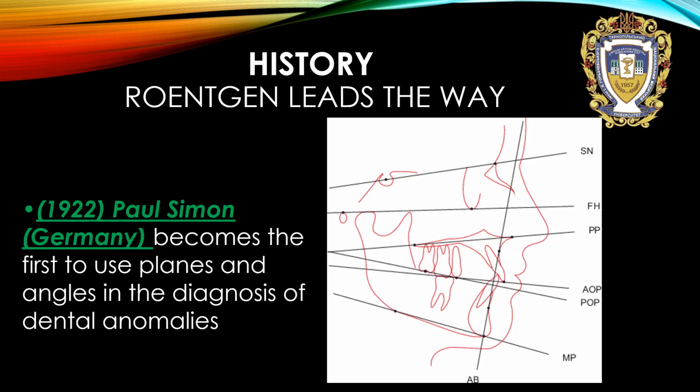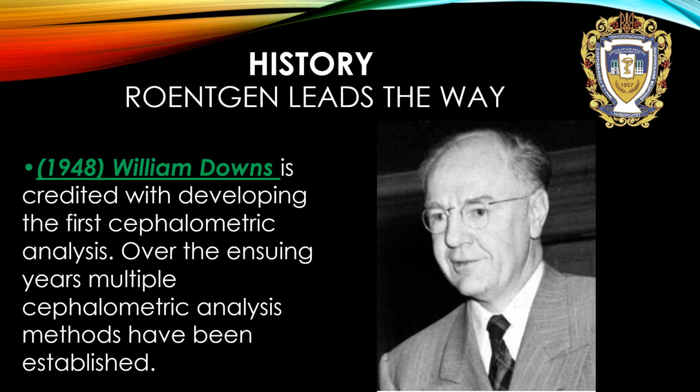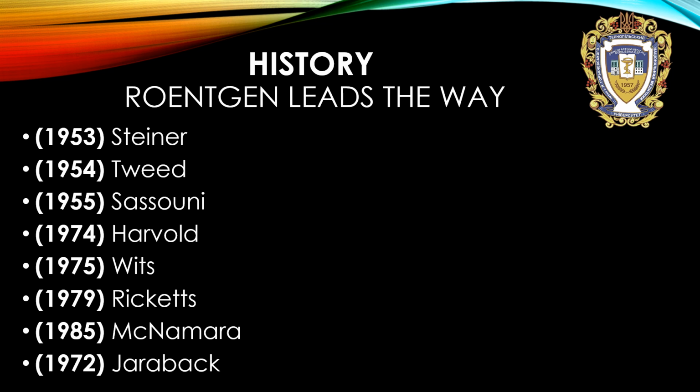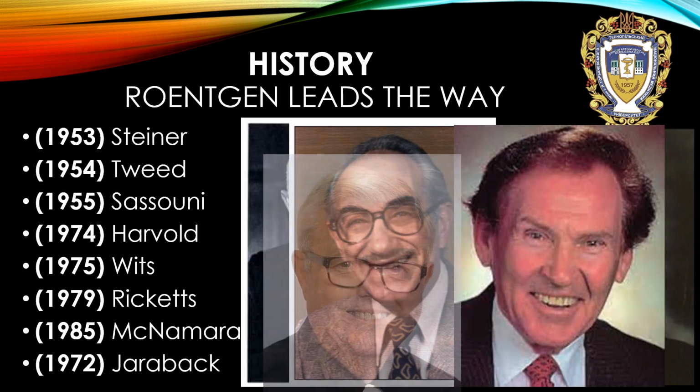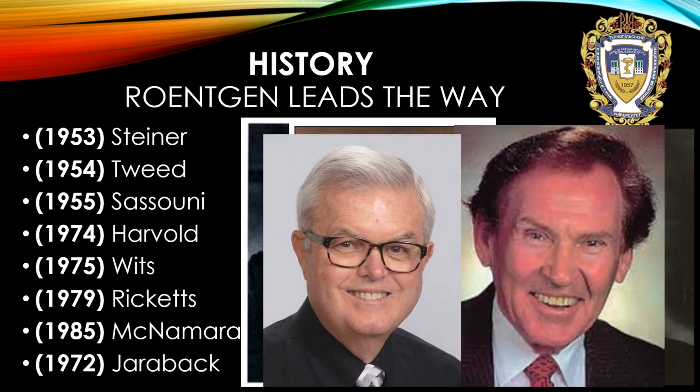In 1922, Paul Simon became the first to use planes and angles in the diagnosis of dental anomalies. In 1948, William Downs is credited with developing the first cephalometric analysis. Over the ensuing years, multiple cephalometric analysis methods have been established. But Downs' analysis is used to this day. And many other doctors, like Steiner, Tweed, Sassouni, Harvold, Ricketts, McNamara, Jarabak, proposed their own analysis.